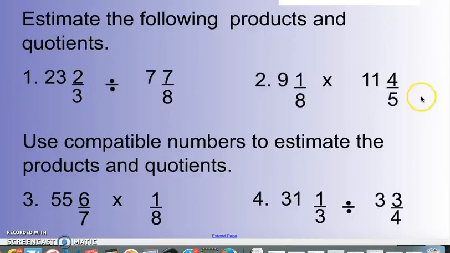So for tomorrow, will you complete the following 4 questions for your ticket problems? Will you please estimate the product or quotient and use compatible numbers to estimate?